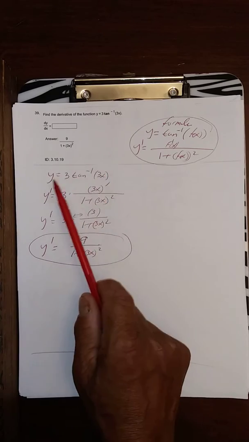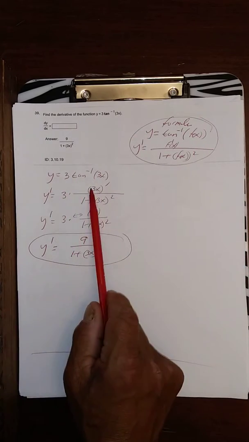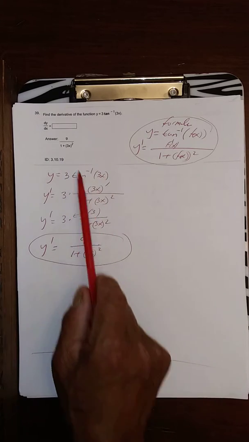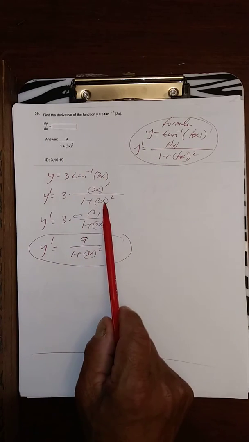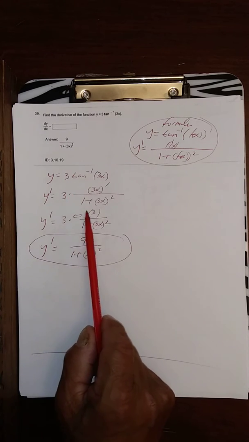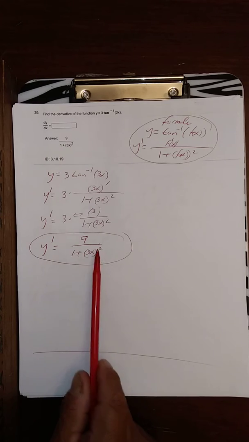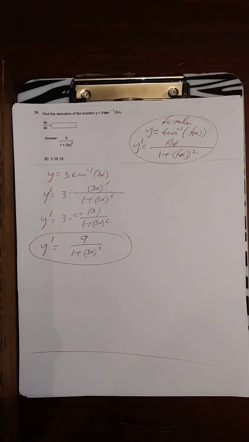Tangent inverse. So 3 tangent inverse of this, there's a formula. We're going to take the derivative on top, and on the bottom 1 plus the function squared, and put the 3 here. 3 times that is 9, so 9 over 1 plus (3x) to the power of 2. And then let's leave it alone. That's fine.